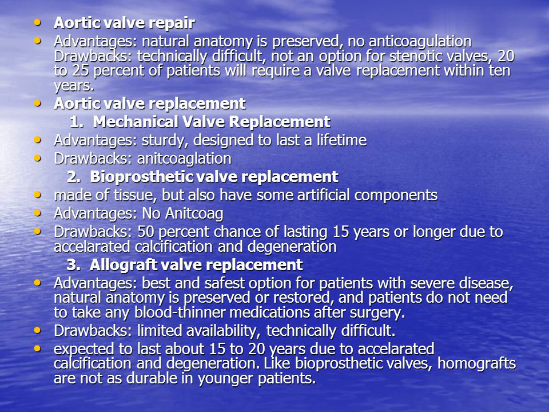3. Allograft valve replacement. Advantages: best and safest option for patients with severe disease, natural anatomy is preserved or restored, and patients do not need to take any blood thinner medications after surgery. Drawbacks: limited availability, technically difficult. Expected to last about 15 to 20 years due to accelerated calcification and degeneration. Like bioprosthetic valves, homografts are not as durable in younger patients.